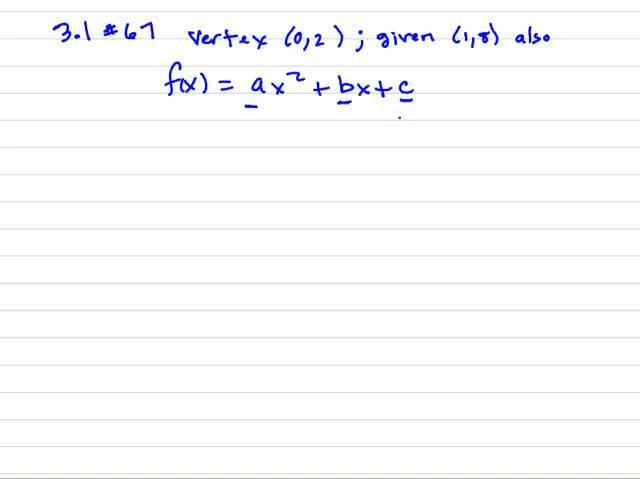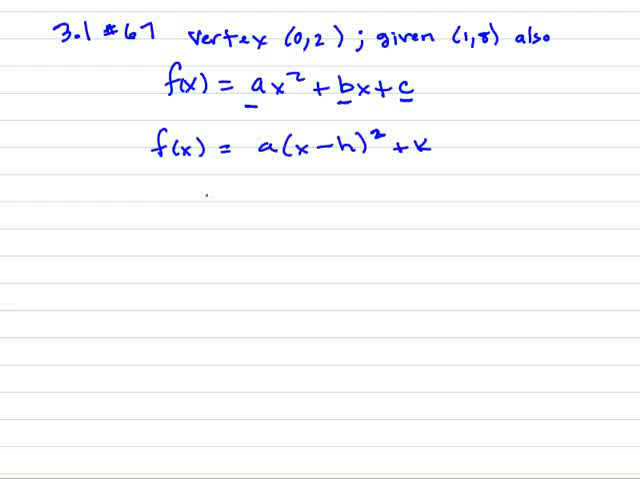Since we're given the vertex, then it makes sense to use the form of the quadratic that actually uses the coordinates for the vertex. So we're going to start off with actually writing out the general form of the quadratic where it uses the coordinates for the vertex, which is a times the quantity of x minus h quantity squared plus k, where h and k are the coordinates for the vertex.